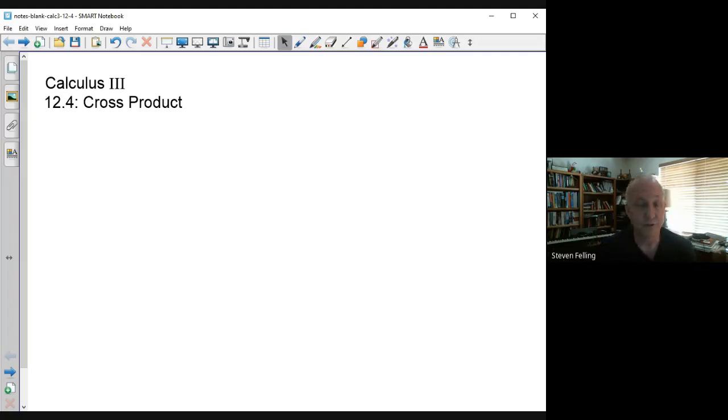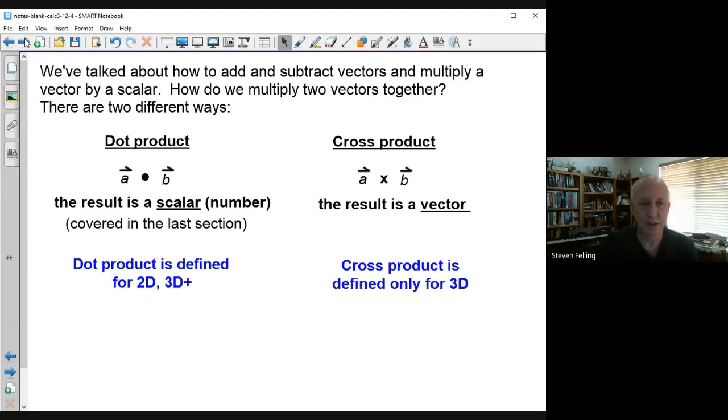to multiply vectors together. Okay, so in the last section on dot product, we talked about the fact that there are 2 ways to multiply vectors: the dot product, which produces a scalar number and is sometimes called the scalar product. And then we have this new thing called the cross product, and the result of the cross product of 2 vectors produces another vector.